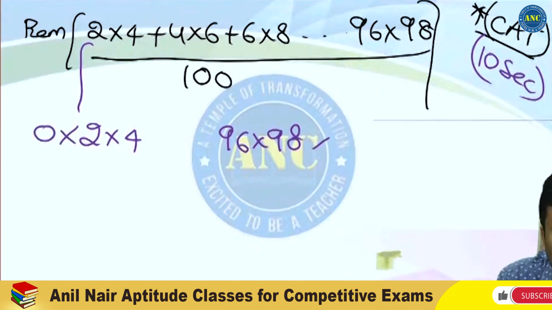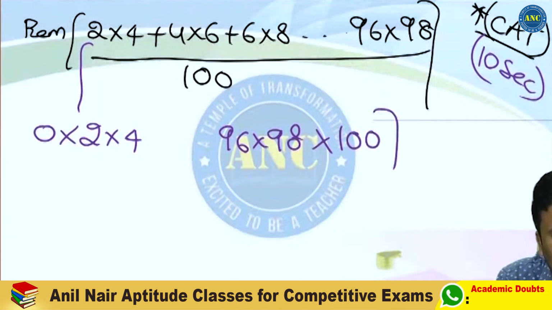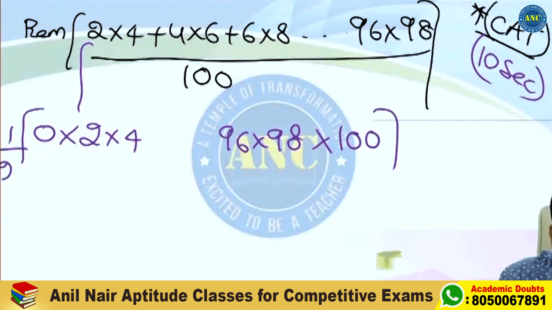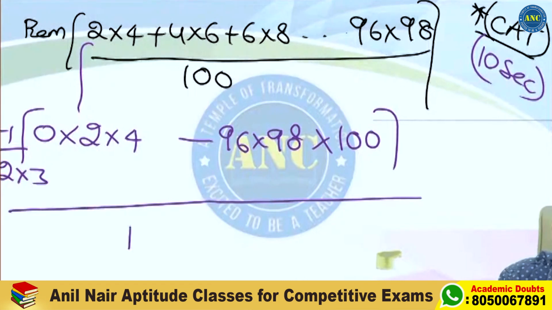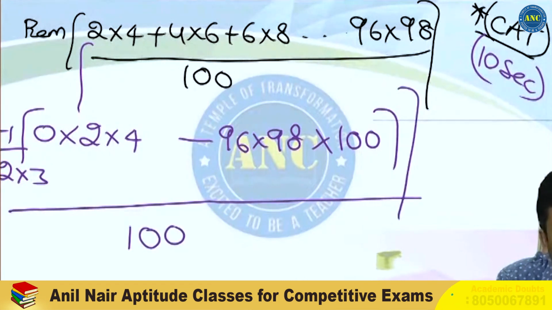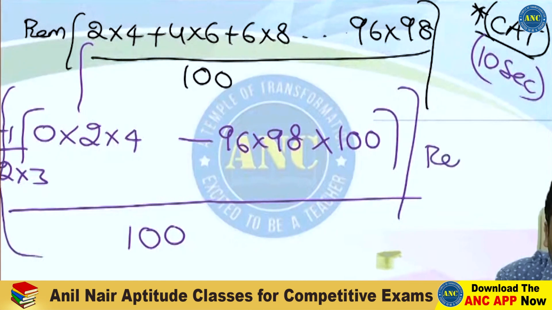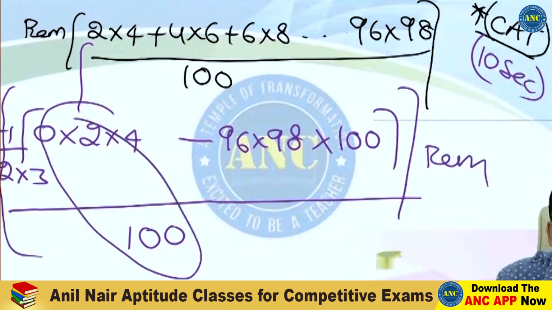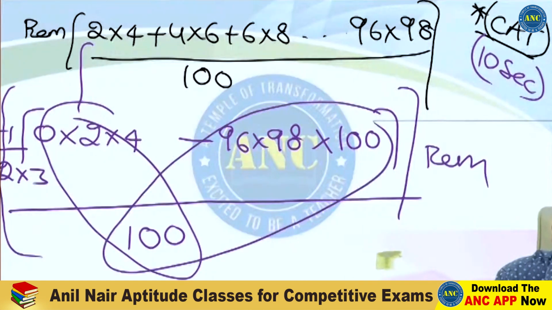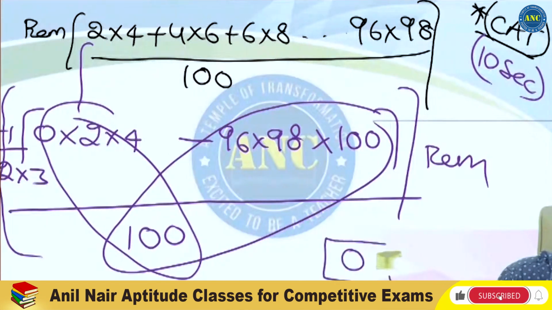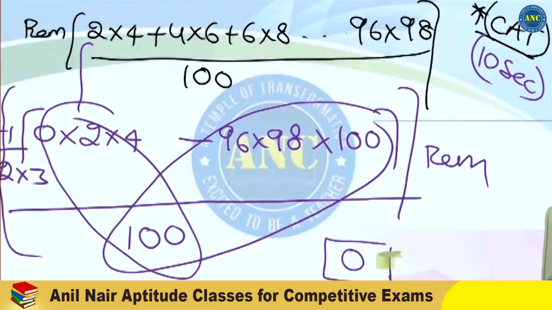The numerator is nothing but 2 into 4 and the last is 96 into 98. 2 before, 2 after. Till here it is clear. This 1 by 2 into 3 minus. This entire number is divided by 100. And what is the remainder? 0 by 100 is 0. 100 into any number by 100 is 0. 0 by 2 into 3 is 0. The answer for this question is 0. I hope the idea is clear.